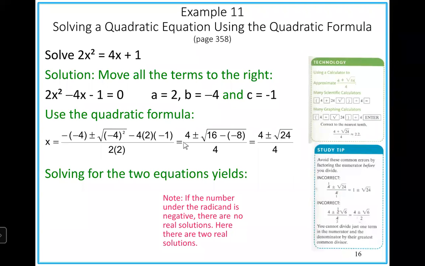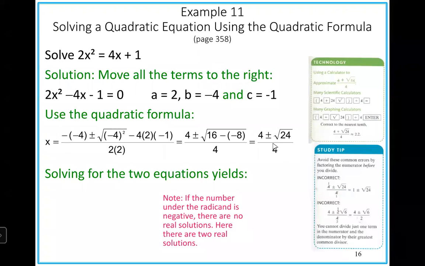So you're going to now have 4 plus or minus the square root of... -4 squared is 16. And then -4 times 2 is -8, and -8 times -1 is +8. So it's still going to end up with 16 plus 8, which is 24. So it's going to be 4 plus or minus the square root of 24, over 4.